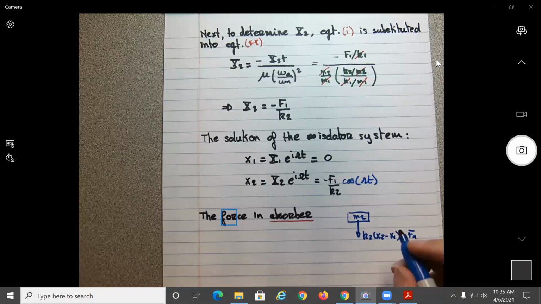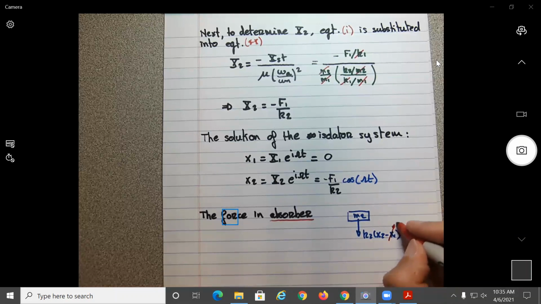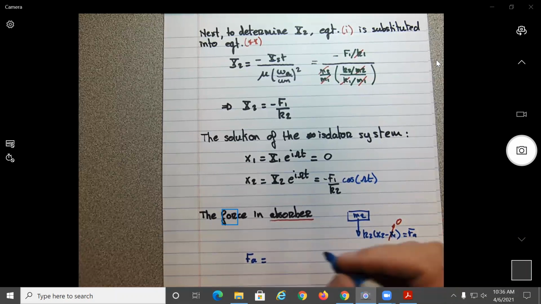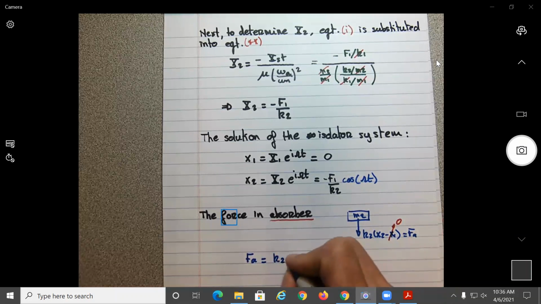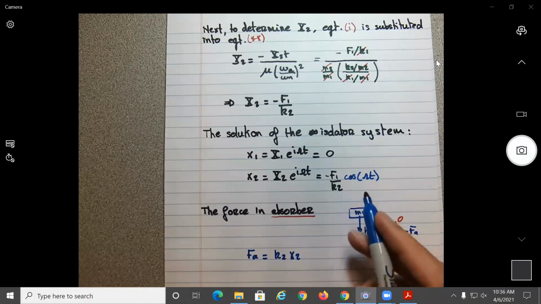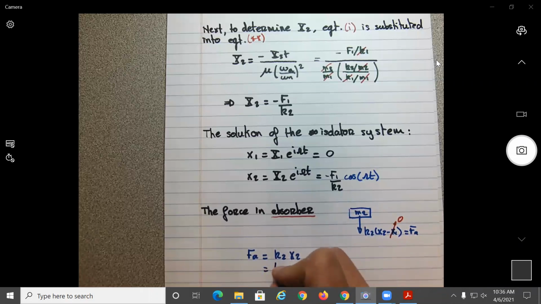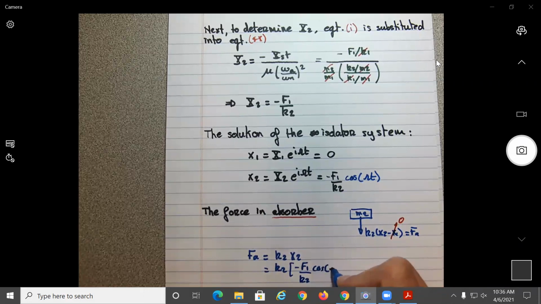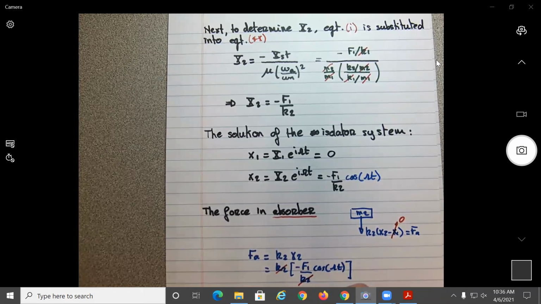Since X1 would be what? Zero. The force of the absorber will be equal to, really this is negative, it's going down. We just look at the amplitude, it doesn't matter. K2 X2. So now if I substitute X2, what are you gonna have? It should be equal to K2 times minus F1 over K2 cosine omega t. So really the force of the absorber, all this stuff makes sense. It would just be equal to minus F1 cosine omega t.